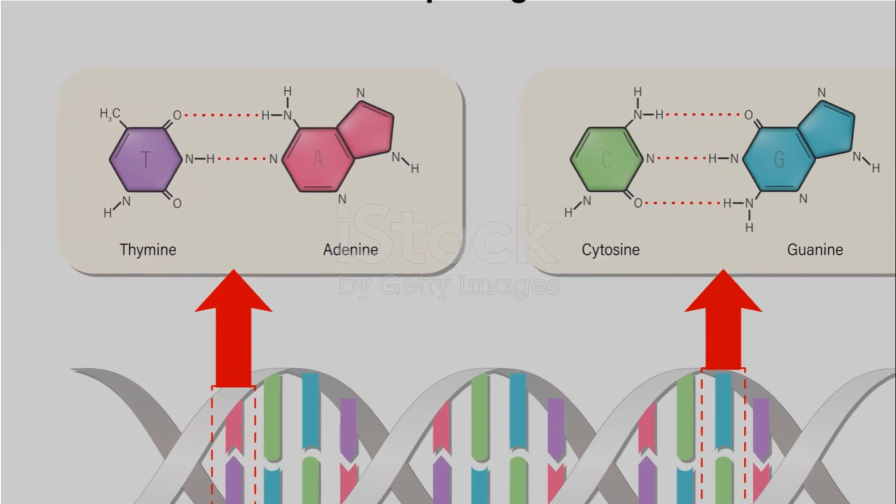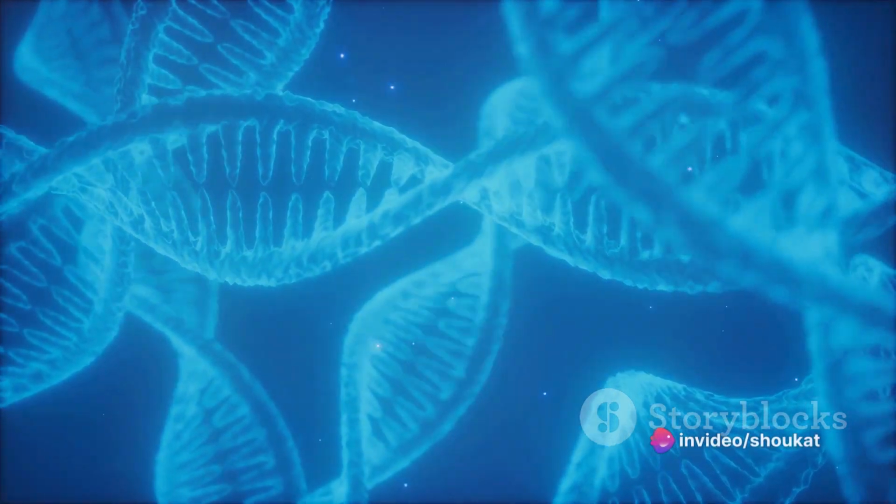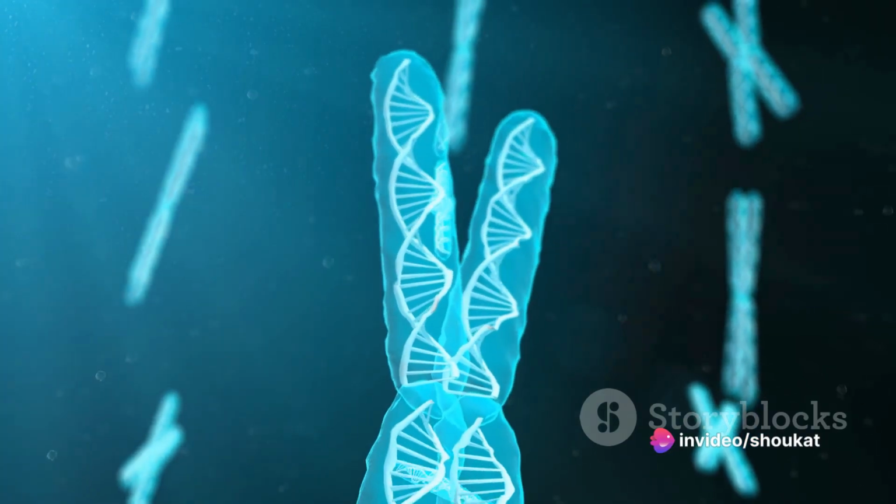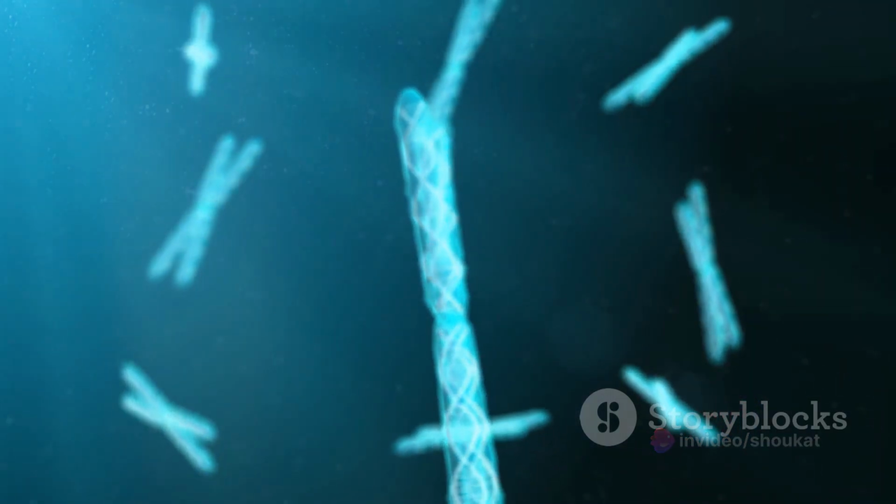The sequence of these base pairs is what forms the genetic instructions, or genes. Each gene provides instructions for a unique protein that performs a specific function in the body. Therefore, the combination and sequence of genes make each individual unique.